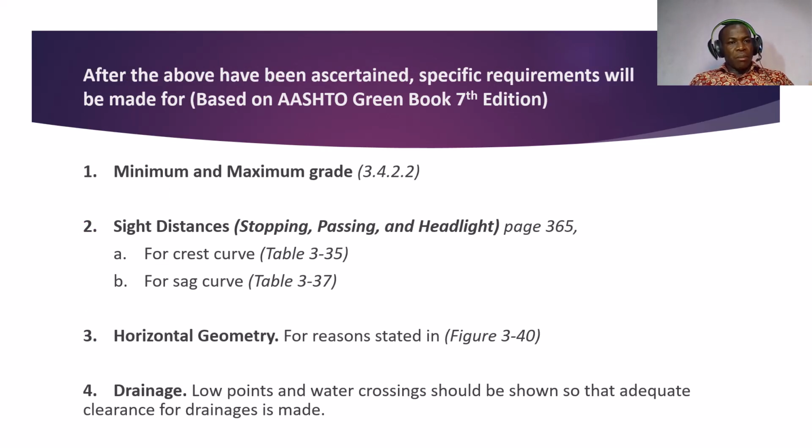These are some of the things that are ascertained. We have the minimum and maximum gradient, the grade of the road. This is according to the AASHTO Green Book, 7th edition, so you can quickly browse that and download it. Then there is sight distance. In fact, sight distance is very important. I'm going to show you a video shortly on how important that is. You can find these in the AASHTO Green Book, 7th edition.